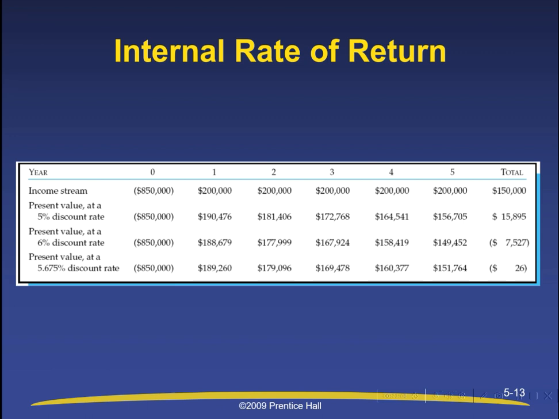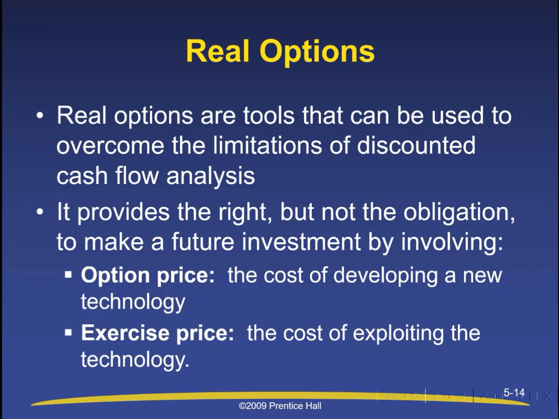For the income stream, at 0 is $850,000, at 1 is $200,000, at 2 is $200,000, at 3 is $200,000, at 4 is $200,000, and at 5 is $200,000. Total is $150,000. That's for the income stream internal rate of return. And we can go on and on for the present value at 5% discount rate, present value at 6% discount rate, and present value at 5.675% discount rate.